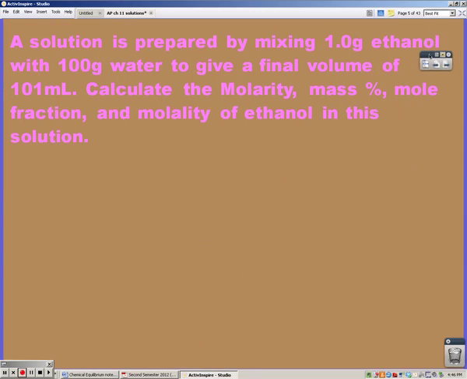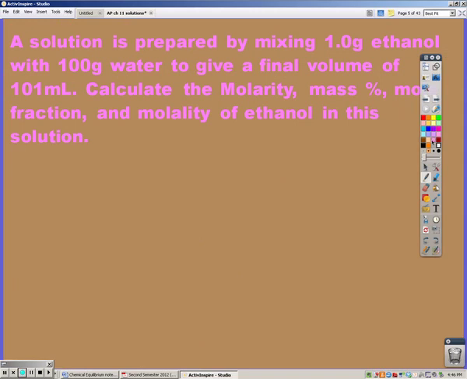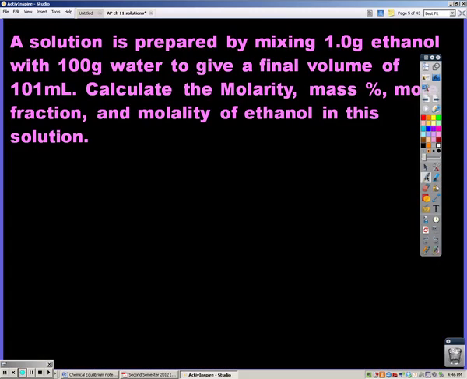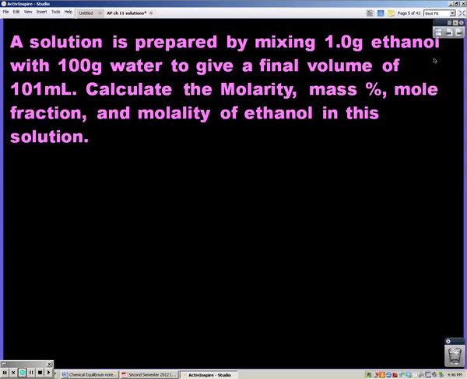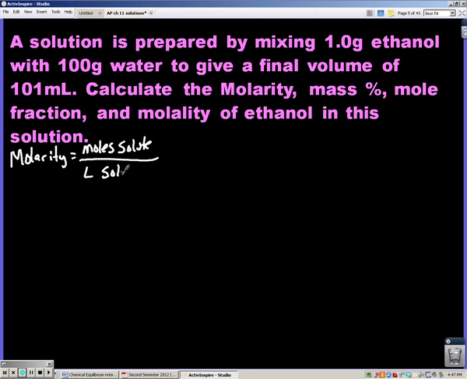So here is a problem where we need to calculate our molarity, mass percent, mole fraction, and molality. So I'm going to calculate the molarity first. They gave me grams of each of the substances. Ethanol is going to be my solute because it's in a lesser quantity and they're both liquids. So first thing you should probably do is write out your equation. Molarity is moles of solute over liters of solution.